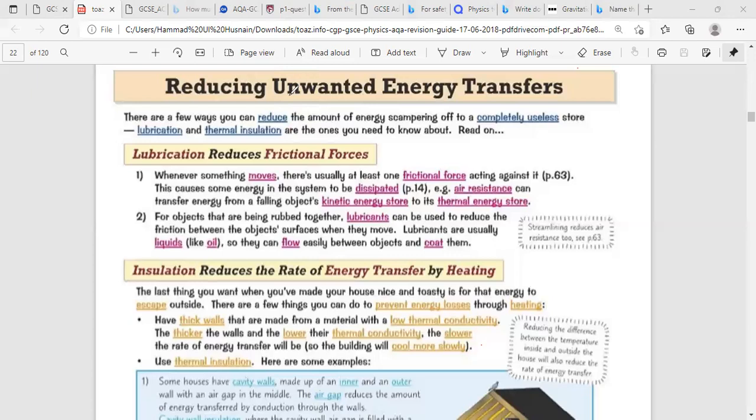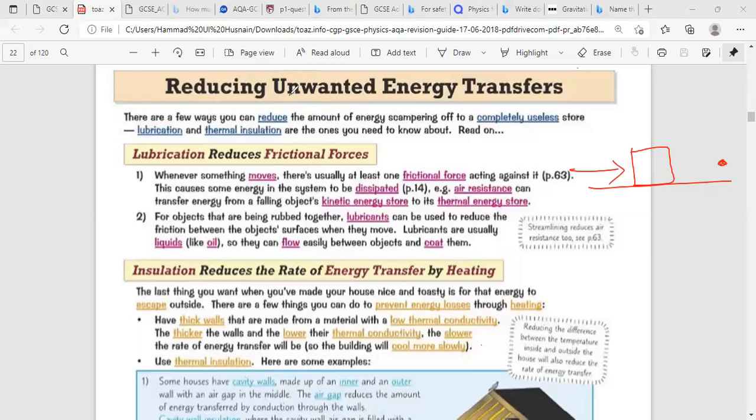Let us say we have a box placed on the floor and you want to drag it from left to right. You push it from left to right. You provide force to this box, and if it is a very massive box, it will be very difficult to move it from this point to a point over here.